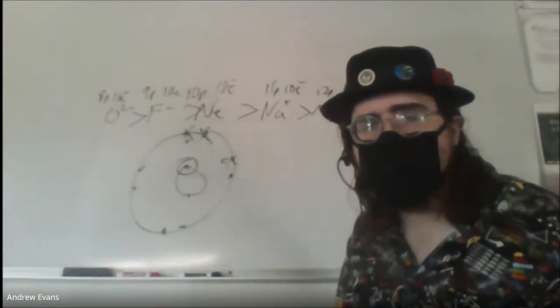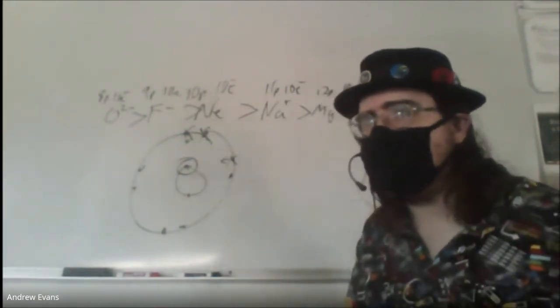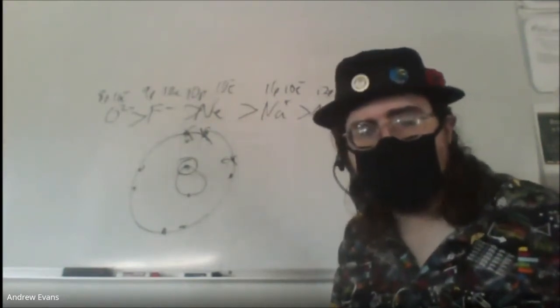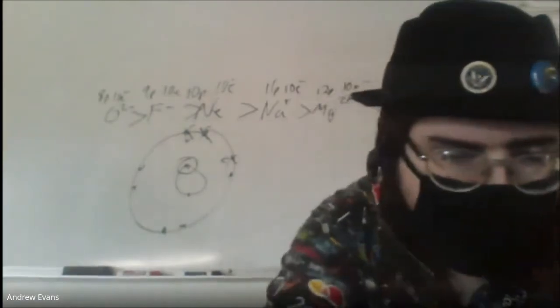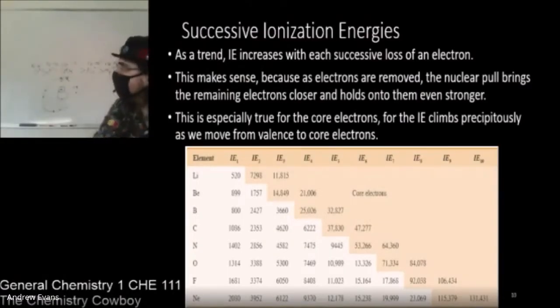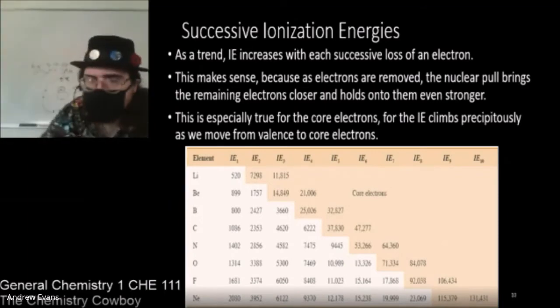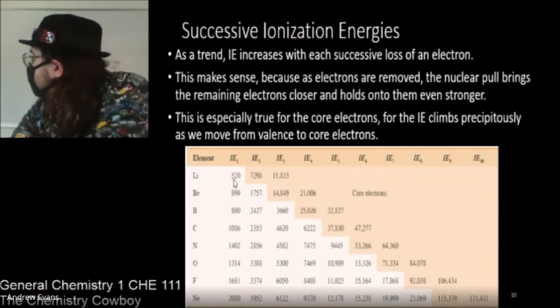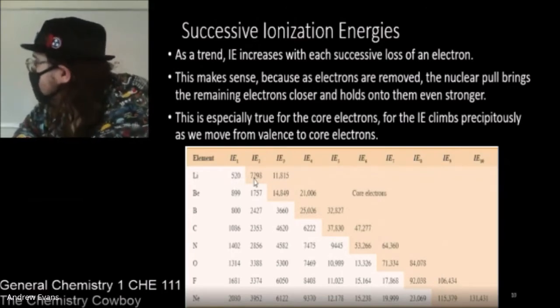So when we go from the valence electrons to the core electrons, it's going to shoot up. It's not going to be a simple doubling of energy. This is going to be increasing by like 7 times. So if you look at lithium right over here, the first electron is 520. The second electron, which is a core, is 7,000 something. It's jumped from 500 to 7,000.